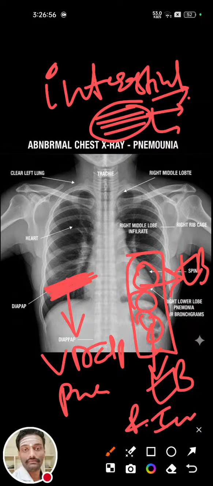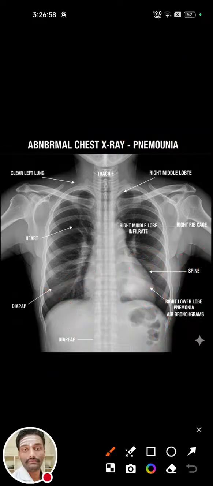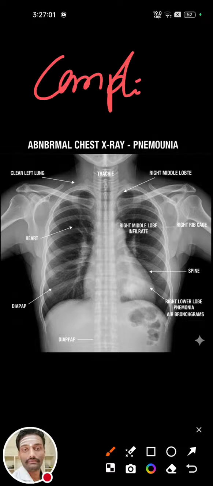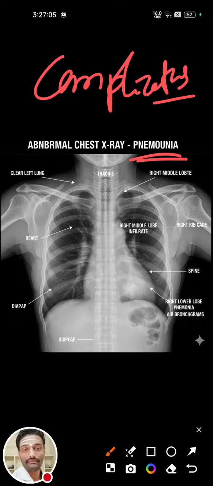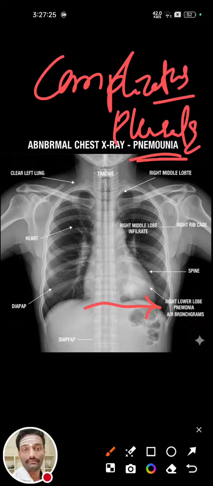Next, look for any complications. What are the complications we will see in a pneumonia case? Check for pleural effusion: mediastinal shift, meniscus sign, blunted costophrenic angle. These are the signs of pleural effusion.